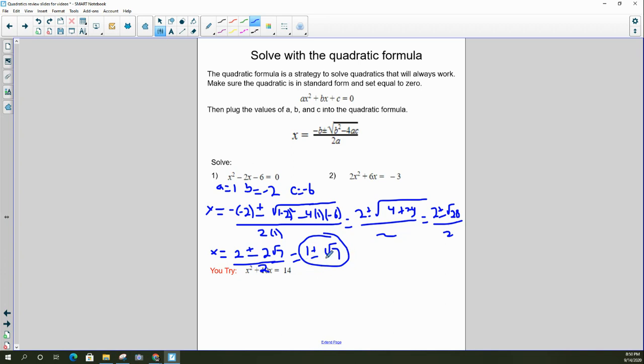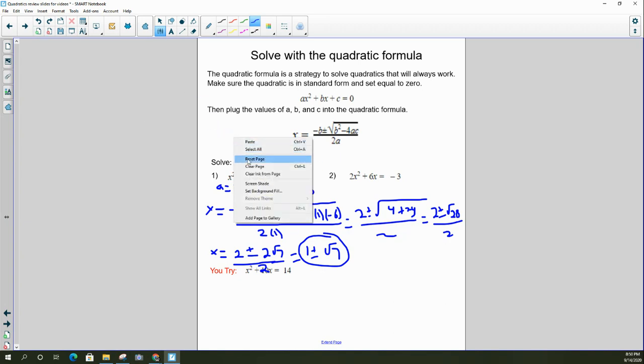If the directions said to estimate, then I would type rad 7 into my calculator and get 2 point something, and then do 1 plus the 2 point something and 1 minus the 2 point something to get the approximate values. Sometimes the directions will say round to the nearest hundredths.